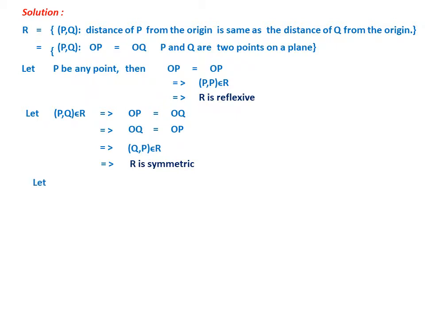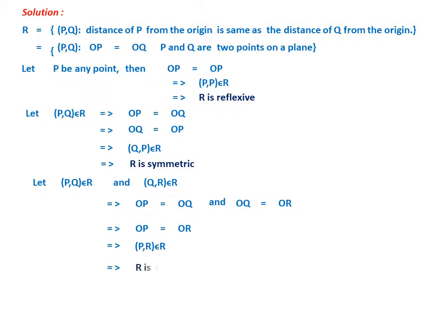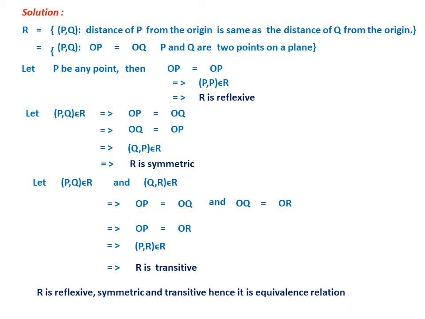Now let us proceed. R is also transitive because let us take this way, (P,Q) belongs to R and (Q,R) belongs to R. This implies what? OP must be equal to OQ and OQ must be equal to OR. This implies OP must be equal to OR. So the moment you say OP equal to OR, (P,R) must be in R. So this shows it is transitive. Thus, the relation is reflexive, symmetric and transitive. Therefore, definitely it is an equivalence relation. So this is the first part.